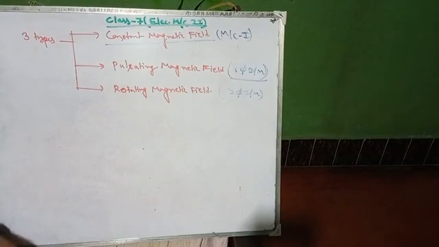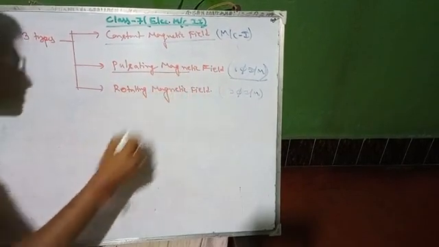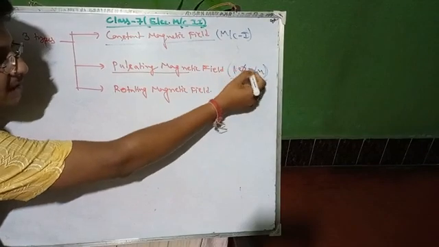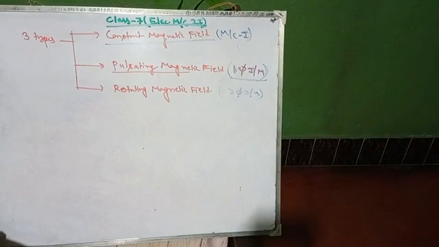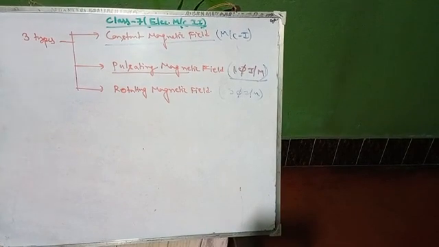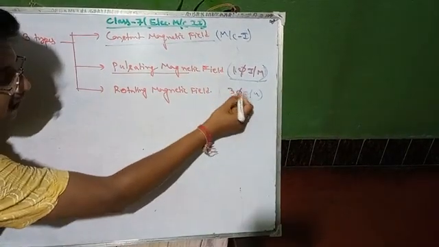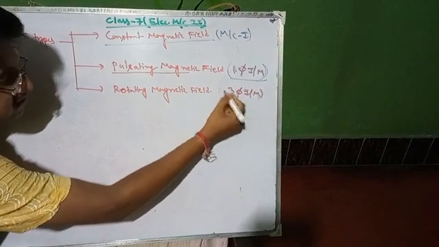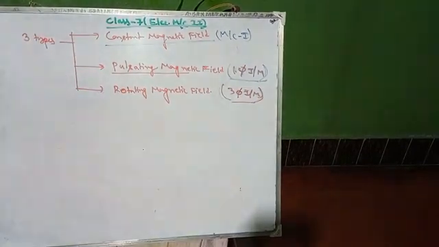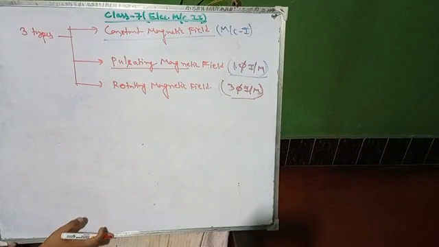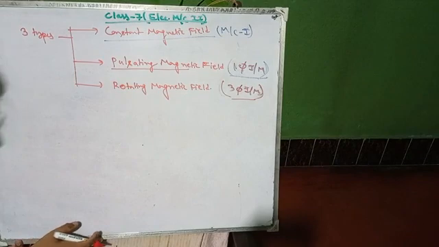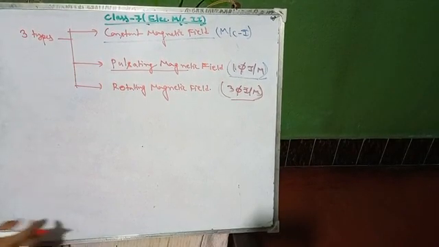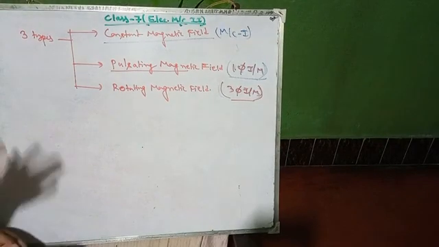Where is the pulsating magnetic field produced? In the single phase induction motor, under a particular condition, the pulsating torque, that is the pulsating magnetic field, is produced. And the rotating magnetic field is in the 3-phase induction machine. The constant magnetic field is very easy: for your DC machine, there is a constant magnetic field, and in the transformer, there is a constant magnetic field. So this type of field is constant.